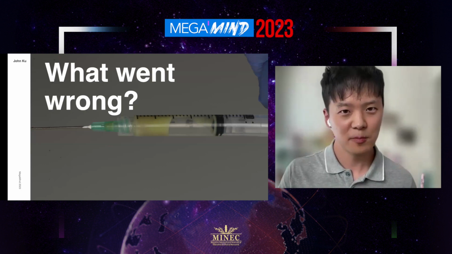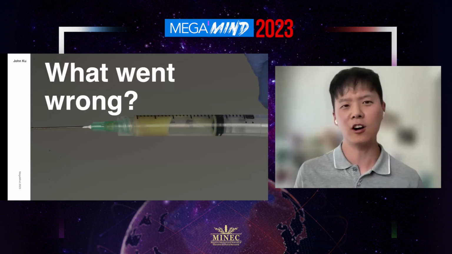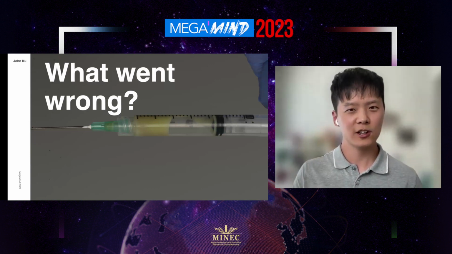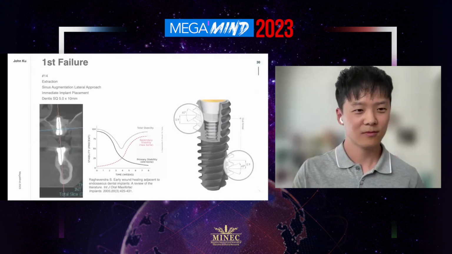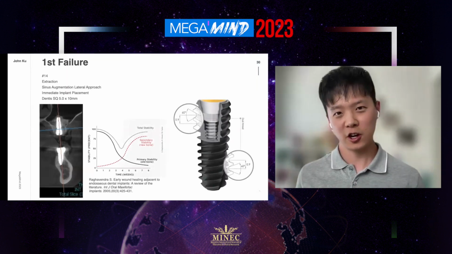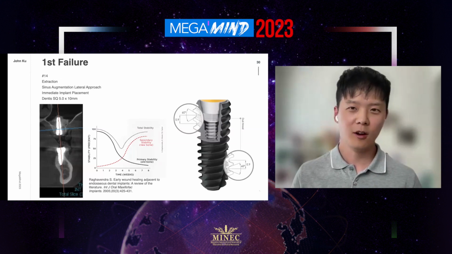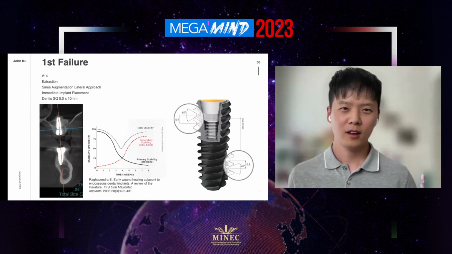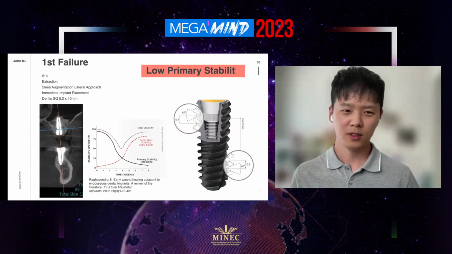So in retrospect, what are some things that I would have done differently? What went wrong? I would like to share some of my reflections with you. In the first surgery, the extraction, sinus lift, and the implant placement went very, very smoothly. But why did it fail? It could have been because of low primary stability.